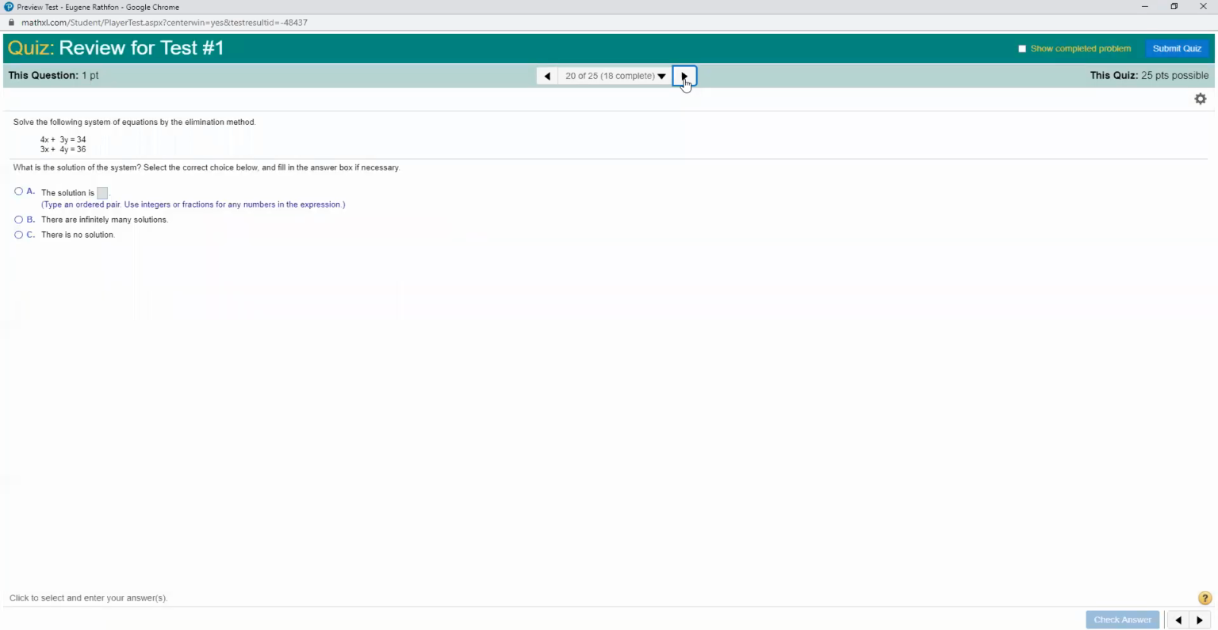Oh, this is going to be a fun one. 4x plus 3y equals 34. 3x plus 4y equals 36. All right, so let's go to my screen.